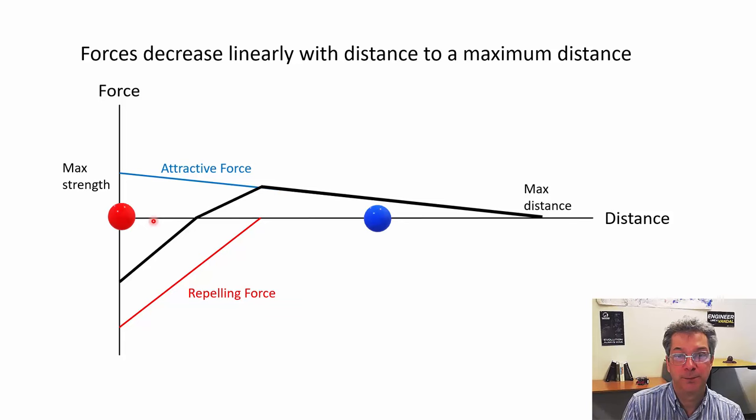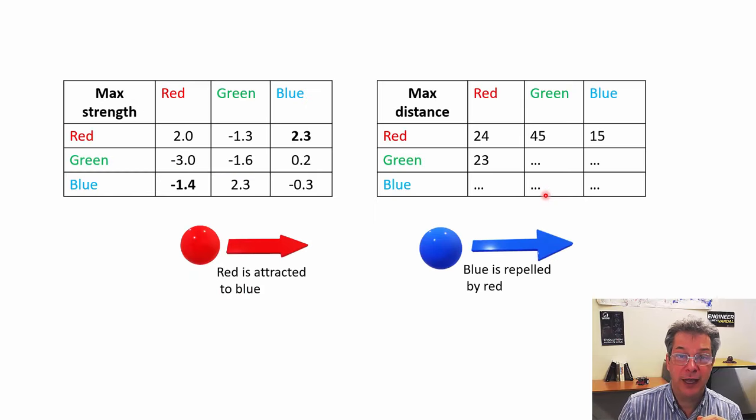get that nice motion. The key here is every pair of particle types feels its own set of forces defined by their own max distance. And so what we end up with is two tables, one for the strengths of those forces and the other for the distances associated with the forces. So for example, in this case, red particles are attracted to blue because that's a positive number, but blue particles are repelled by red particles because that's a negative number. And the distance over which those forces apply depends on the values in this second table. So that's the basic idea behind all particle life.